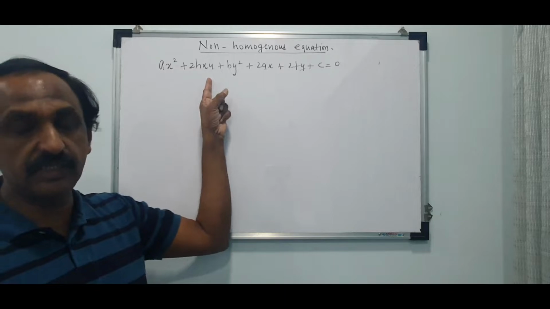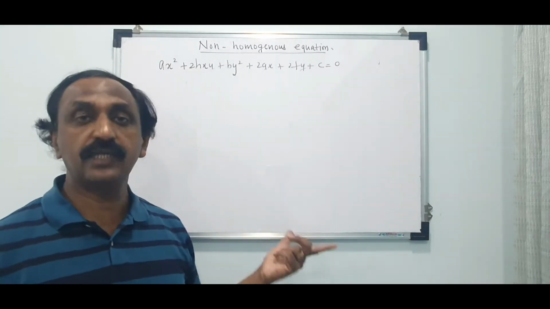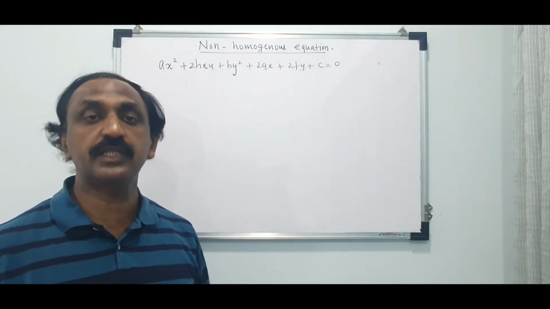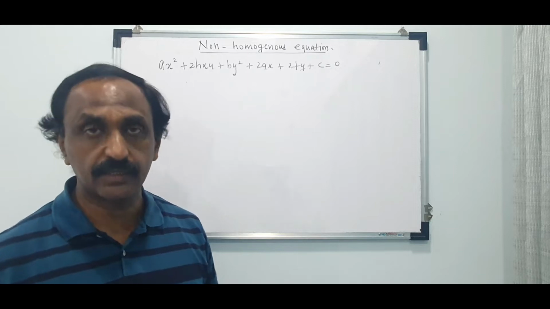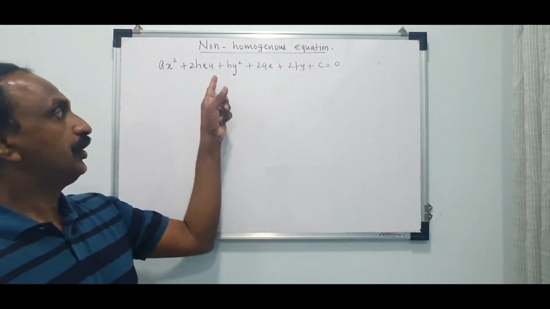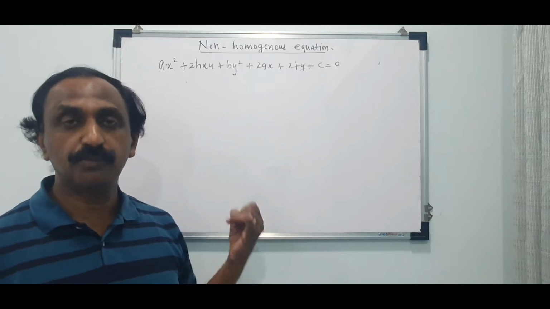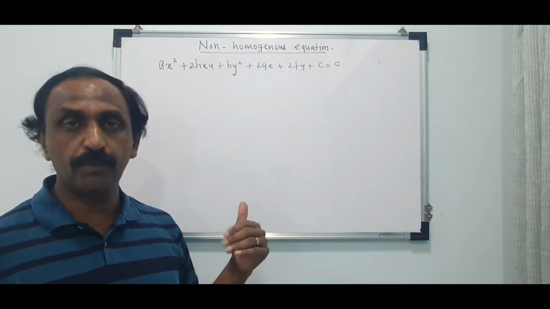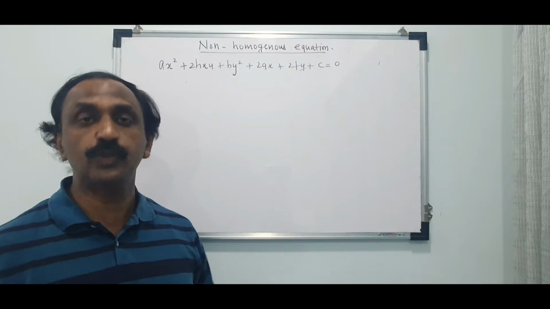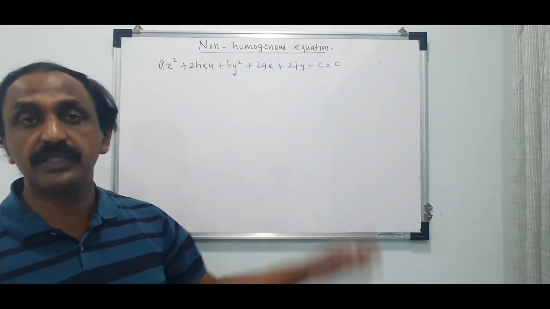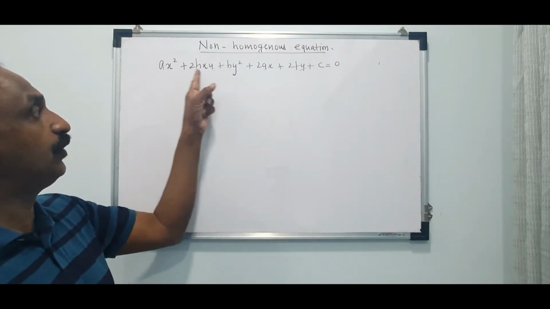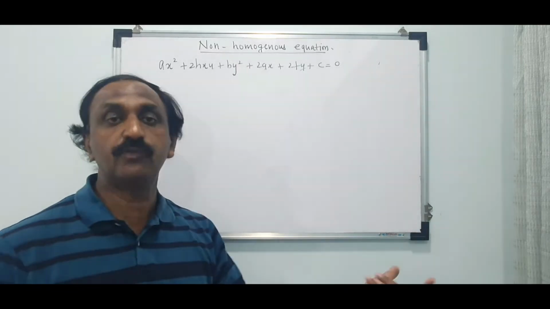So this type of equation, what does it graphically represent? If I plot the graph of such an equation, what kind of graph do I get? That's what we are learning here. You know that this particular equation can represent a circle, parabola, ellipse, hyperbola, or pair of lines. Any curve in two dimensions can always be represented by this equation. Depending on the values of a, h, b, g, f, c, it varies.